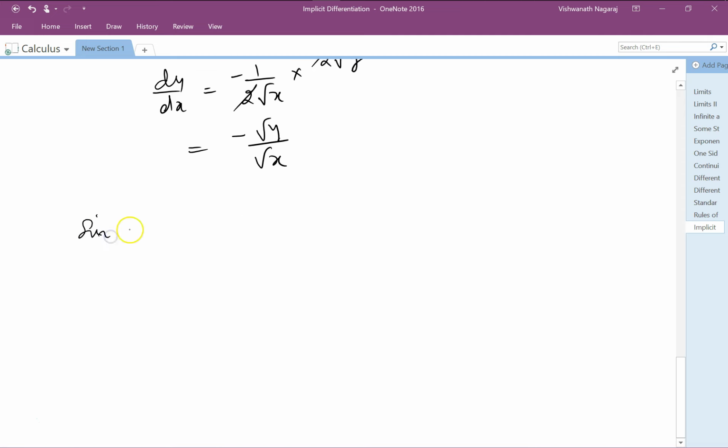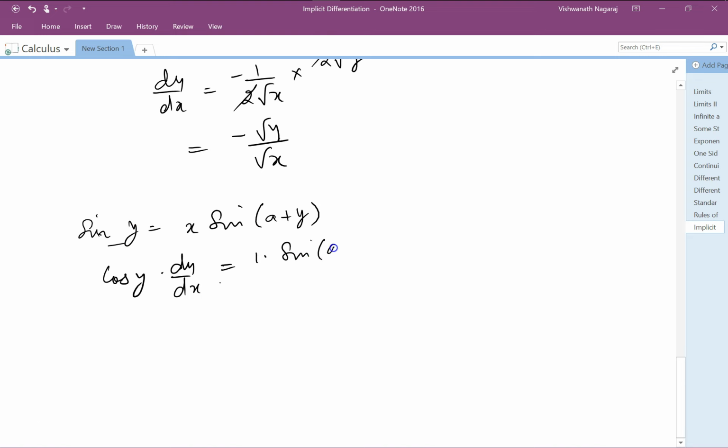Sin y is equal to x sin a plus y. You have to differentiate this. Don't panic. Just follow the rules. This would be what? Cos y. Just don't forget to put that dy by dx. That is the differential of y itself is equal to 1 times sin a plus y plus x times cos a plus y times dy by dx. Remember, we have to differentiate this also.